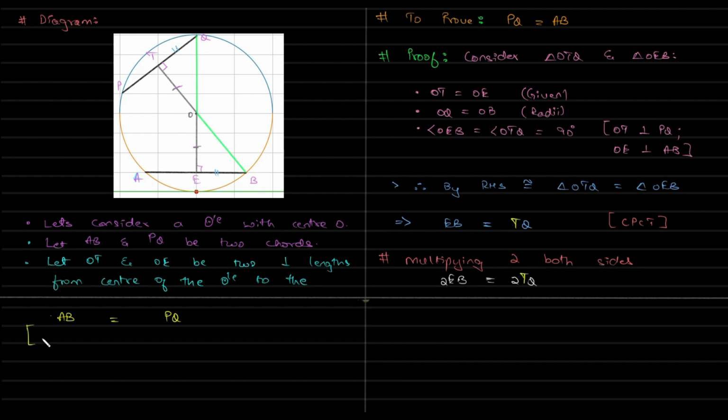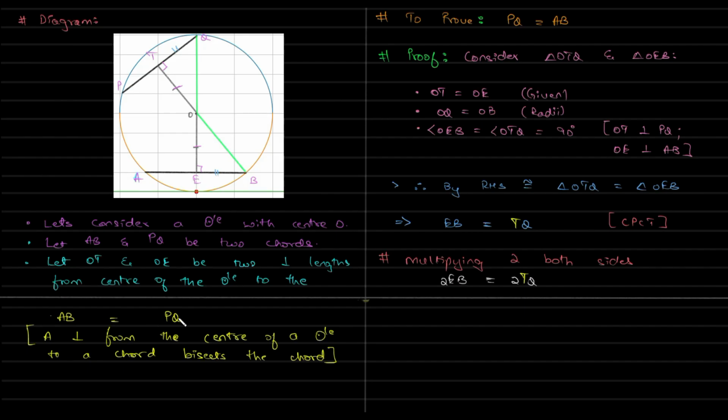Okay, so why is it so? Because a perpendicular bisects the chord, right? I had to write that statement over here also. A perpendicular from the center of a circle to a chord bisects the chord.